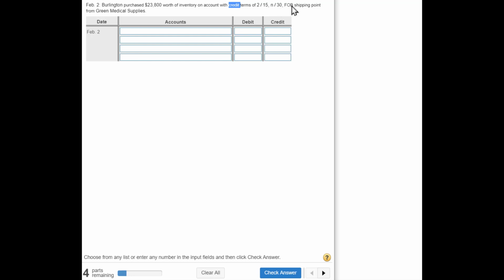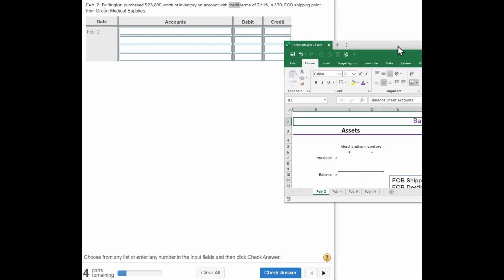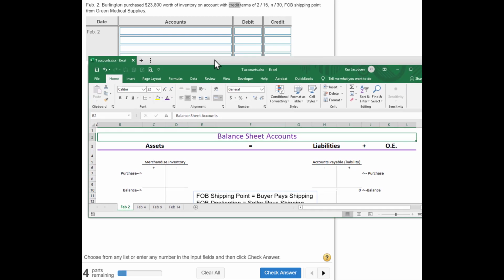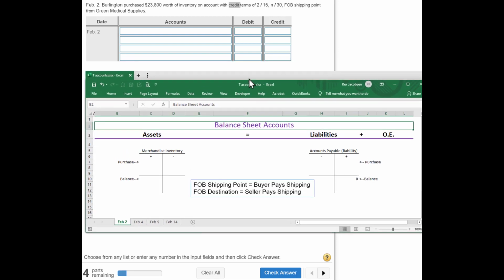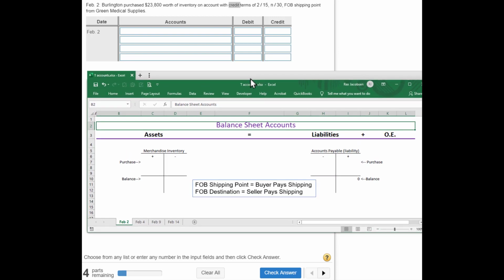And what does FOB shipping point mean? Just as a reminder, FOB shipping point means the buyer pays shipping. So we're going to be doing the transactions for the buyer in this short exercise.